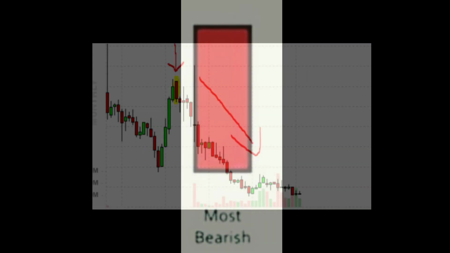Okay, going to the bearish candlesticks. Unlike the bullish engulfing candlestick, this is the bearish engulfing candlestick. This is an igniting candlestick, just igniting the move downwards. So anytime you see this and you're a buyer, stay out.